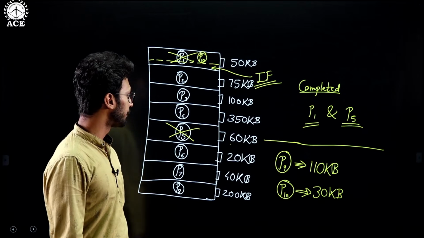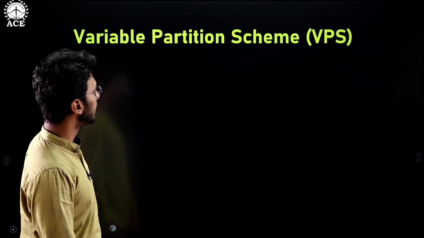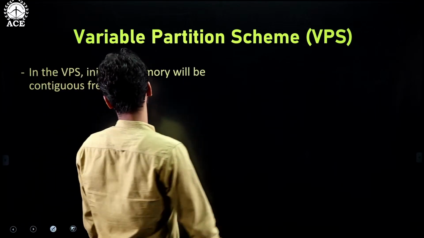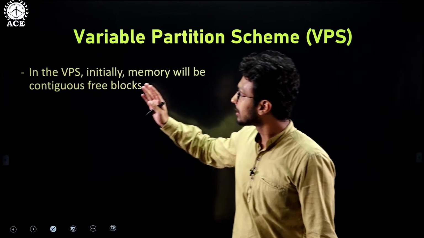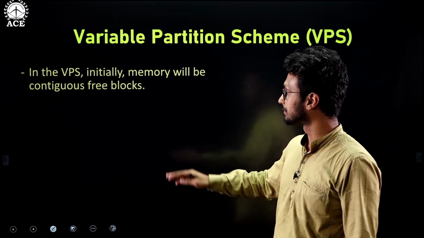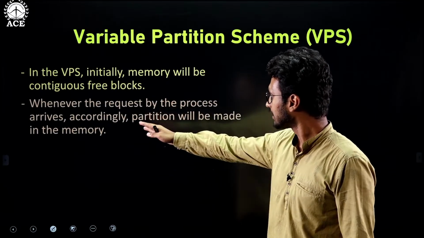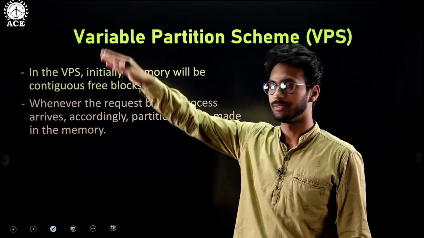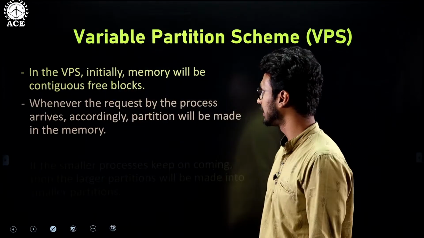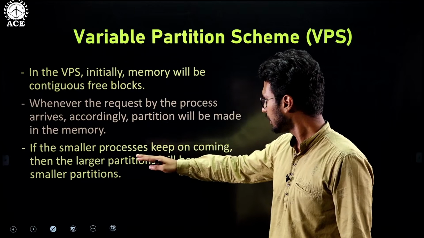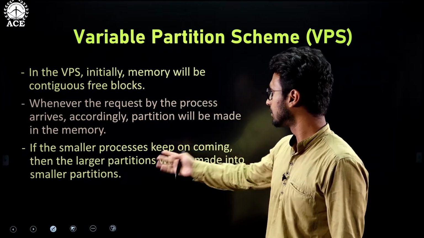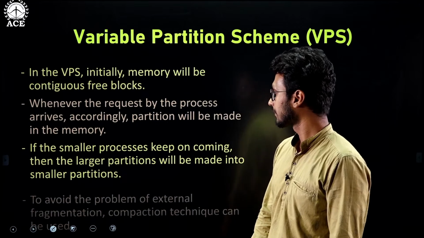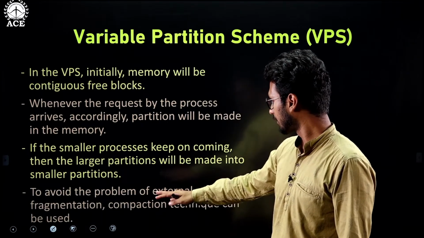Done. Next one, let's see the variable partition scheme. In the variable partition scheme, initially memory will be contiguous free blocks. Whenever a request by a process arrives, accordingly a partition will be made in the memory. Let's say a 50 KB process request, 50 KB partition done; 100 KB process request, 100 KB partition done, that way. If smaller processes keep on coming, then larger partitions will be made into smaller partitions. To avoid the problem of external fragmentation, the compaction technique can be used. Let's see what the compaction technique is after we see this example.